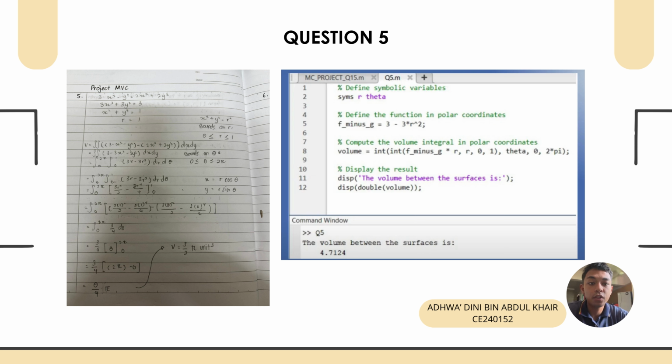MATLAB verification. We confirm this result with MATLAB. Just key in the code and the output will be 4.7124, which is the conversion of 3 over 2 pi, 4.7124.